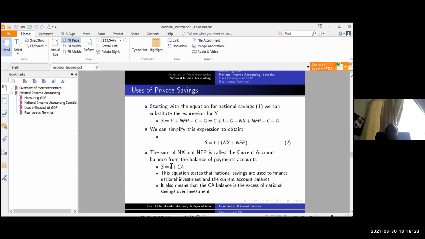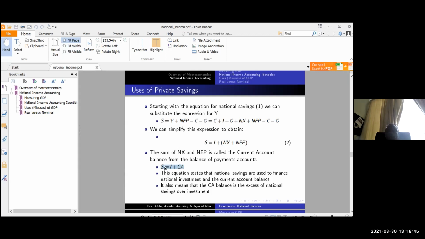It's just simply saying the current account balance here is savings minus investment. Okay, savings minus investment. Under what conditions would the current account balance be negative? From this equation, you can already tell.